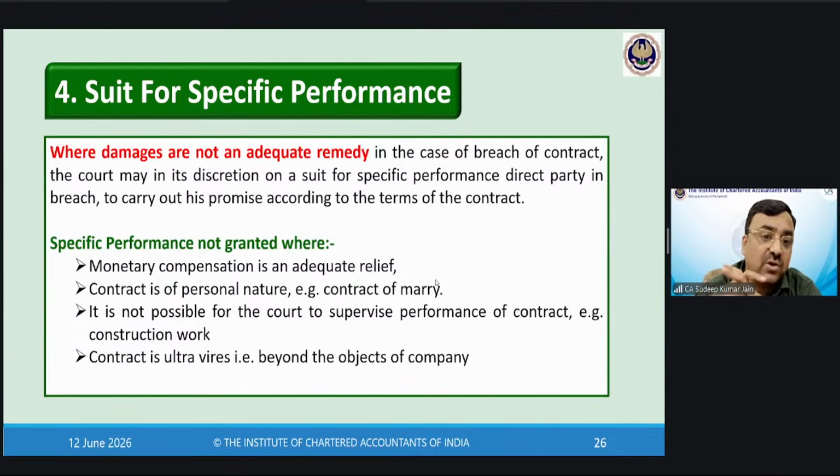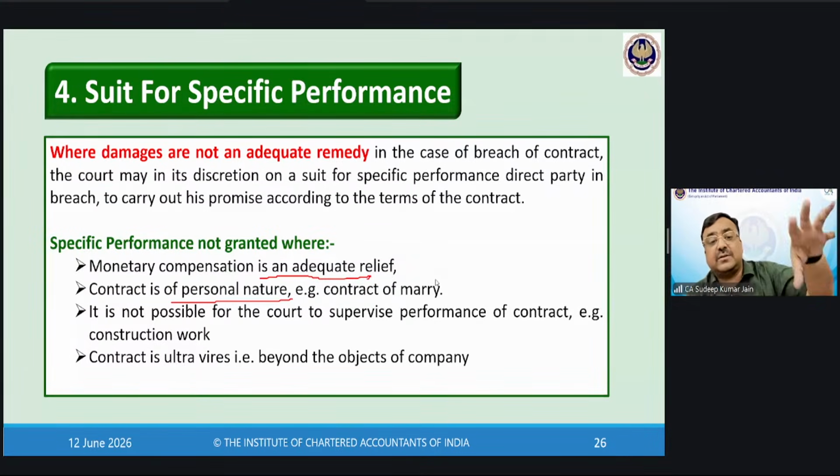A specific performance will not be granted where monetary compensation is adequate relief, where monetary compensation is sufficient, or where the contract is of personal nature, like a contract of marriage. Suppose A contracted to marry B, and at the time of the date of marriage B denied. So the court cannot say that in place of B, C can marry A. No, not possible. Also, if it is not possible for the court to supervise the performance of the contract, like construction work, it is not possible for the court to check whether the work is being performed according to the contract or order of the court.